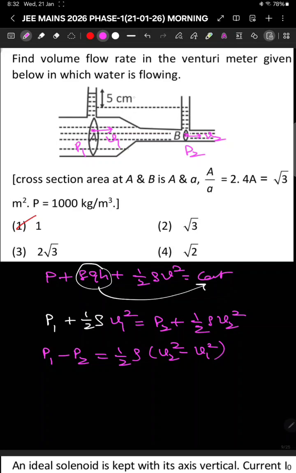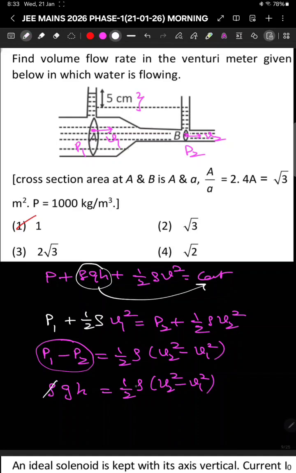It's very clear here. Pressure difference formula: here pressure P1, here pressure P2. P1 minus P2 is nothing but rho gh, equal to half rho V2 square minus V1 square. Here rho will get cancelled. So g value 10, h value was 5 centimeters converted into meters, equal to 1 by 2 V2 square minus V1 square. Let it be equation number 1.